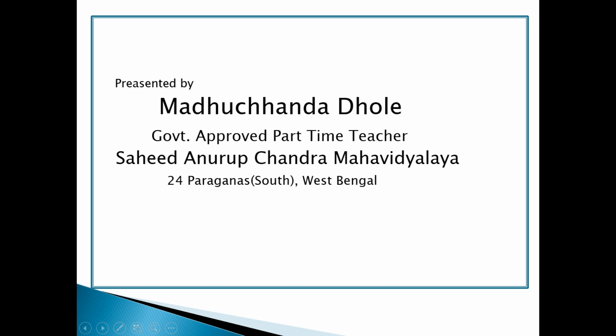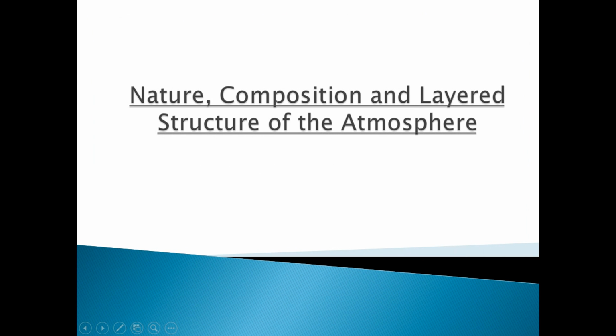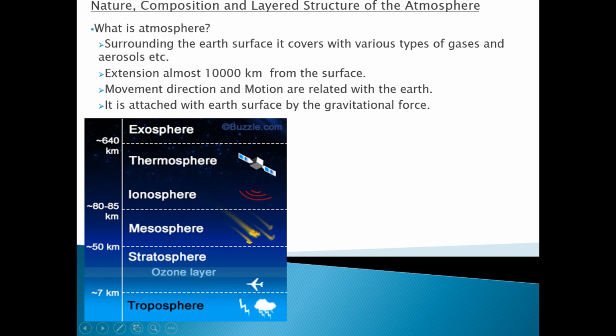Today, I will discuss the topic of nature, composition, and layer structure of the atmosphere. It is an important topic of climatology. Now, we know what the atmosphere is. The atmosphere is a layer that exists on the earth, in the universe. In the universe, there are three more layers, and the important layer among them is the atmosphere.